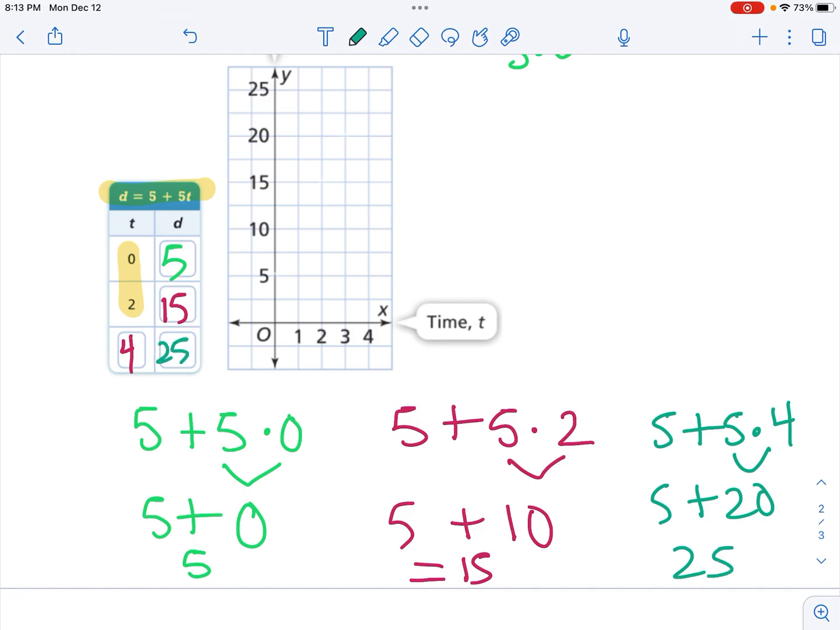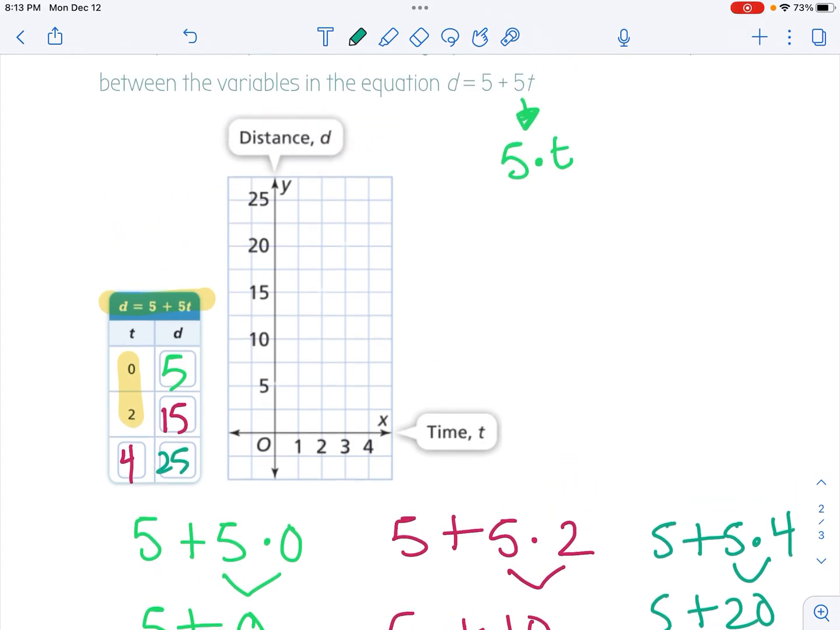So now that I have my table filled out here, I'm going to go ahead and plot these on my graph. So my first one is (0, 5). Remember, you go left or right first. 0, I can't go left or right, so I'm going to keep it right here. And I'm going to go up to 5. So my first point is right here.